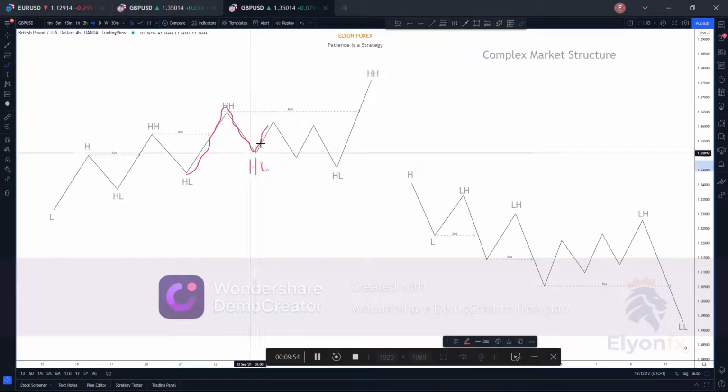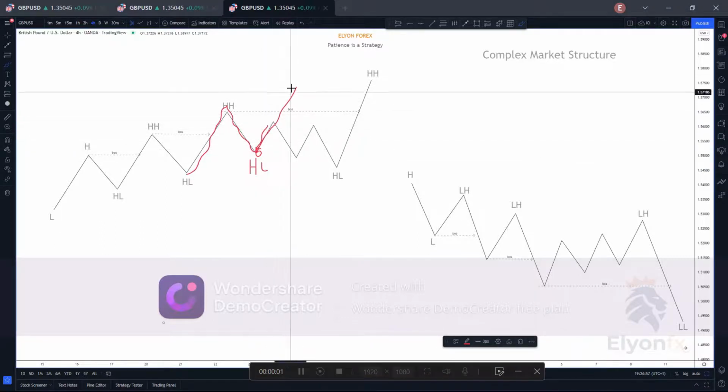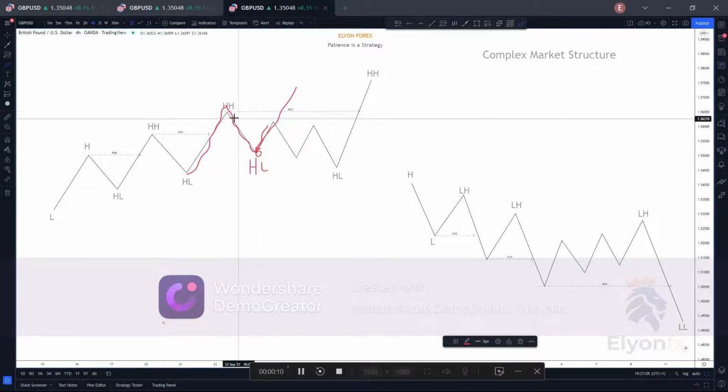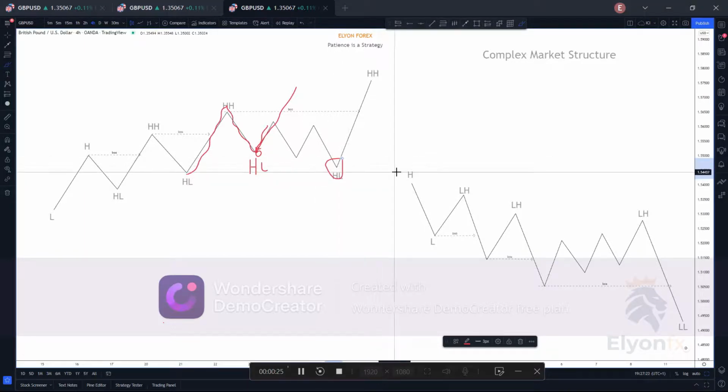That is very wrong. You cannot identify this as your higher low except this high gets broken. It is when this high gets broken that we can truly identify this low as our higher low. So as long as this high does not get broken, we don't need to start looking for a higher low. It is at this point where this high got broken that we can now start saying, okay, where is the higher low? And this is the higher low.